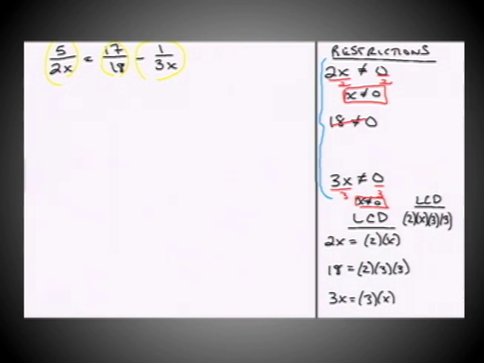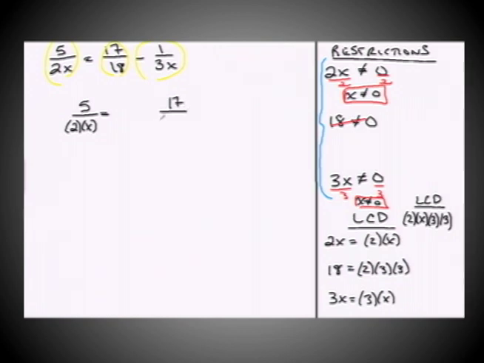All right, so the next step I'm going to do is just rewrite my problem, and I'm actually going to go ahead and factor all of the denominators within the problem. So I have 5 over 2 times x, and that equals, I'm going to leave myself space, and you'll see here in a minute why I'm leaving this space.